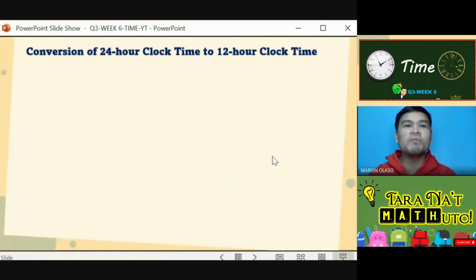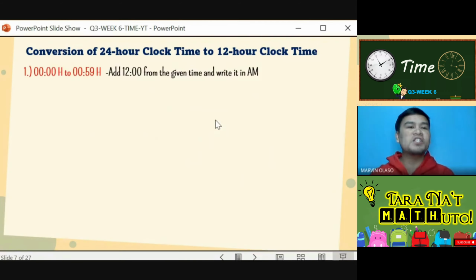So meron pa tayo. Vice versa, kabaliktaran. Paano kung ang given ay 24-hour clock time, i-convert natin sa 12-hour clock time. Simple lamang mga kamatinik. Let's try. It's an opposite lang. So, simula tayo sa 24-hour clock sa 0 hour up to 00:59 hours. Ayan, ano lang gagawin natin dyan? We will just add 12 hours from the given time and write it in AM.